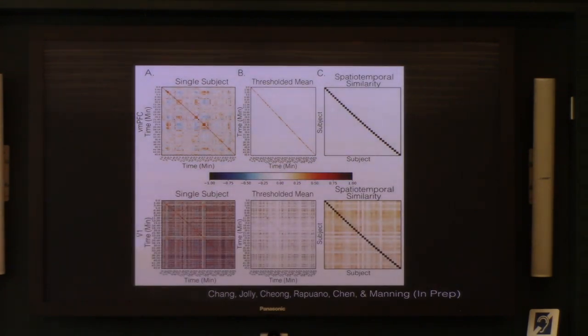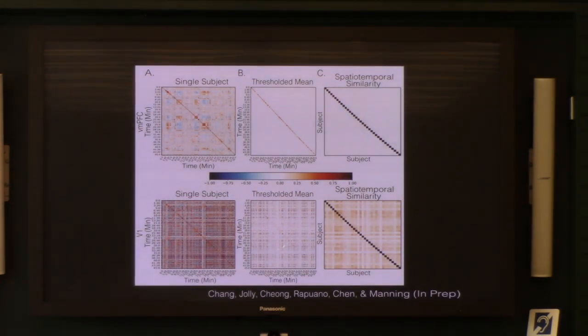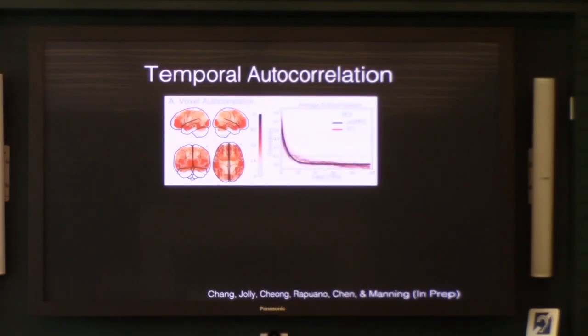But it's not true of all of our data. If we look at early visual again, this one, we see lots of structure that's consistent across this kind of spatial temporal similarity. Okay, so one of the hypotheses we're trying to test is whether it actually has a long temporal receptive window. So we probed the temporal autocorrelation of basically all the regions in the brain.